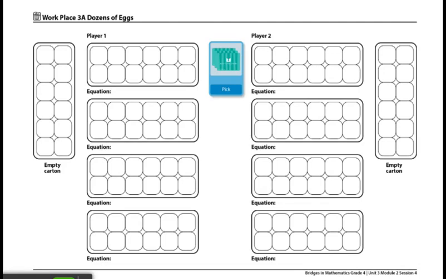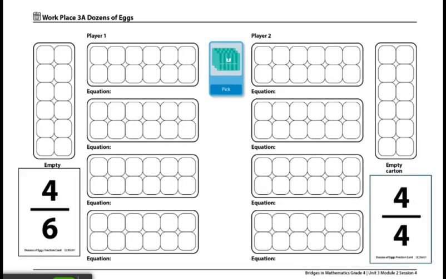To start the game, players will shuffle the fraction cards and lay them face down in a stack. Each player will draw one card, and the player with the highest face value will go first. In this case, 4/6 is what player 1 drew, and player 2 drew 4/4. So player 2 will go first because that is the higher value, because they have one whole.